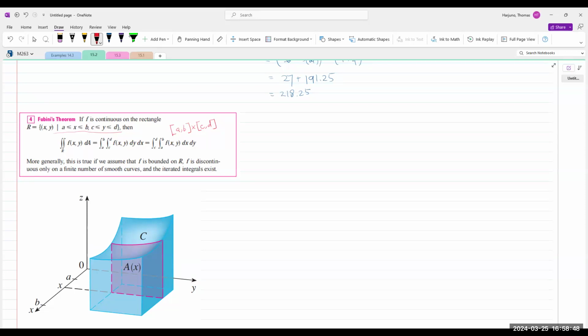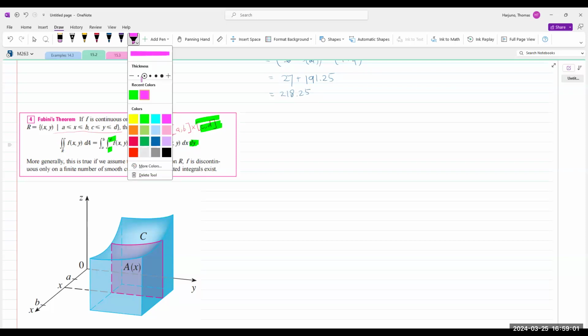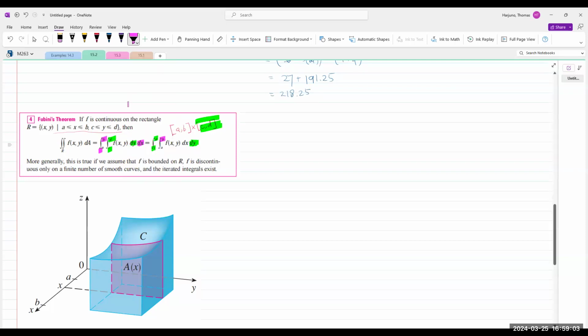Of course, when you reverse the order of integration, the y still goes with the y's, the x still goes with the x. We call that Fubini's theorem.